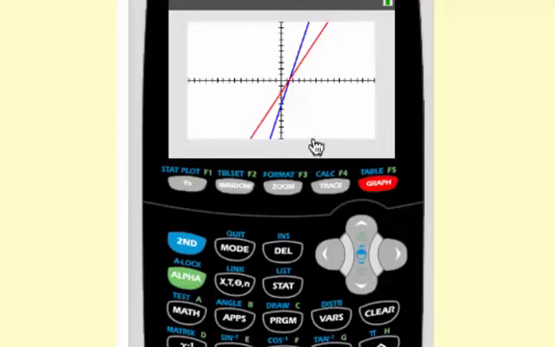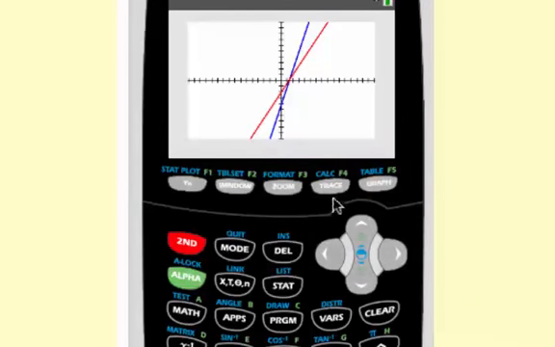Okay, now notice that the red is not as steep as the blue, and the red is the g of x and the blue is the f of x. And we know this is a vertical shrink because the x-intercepts are still the same and the y-intercepts are different. In fact, the y-intercept is only half as great for the g of x than it is for the f of x.